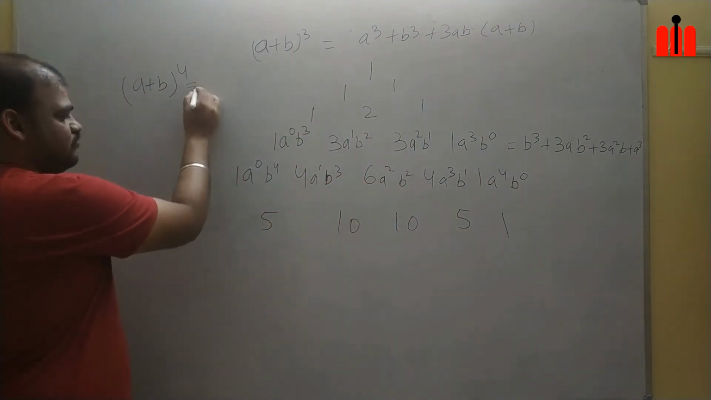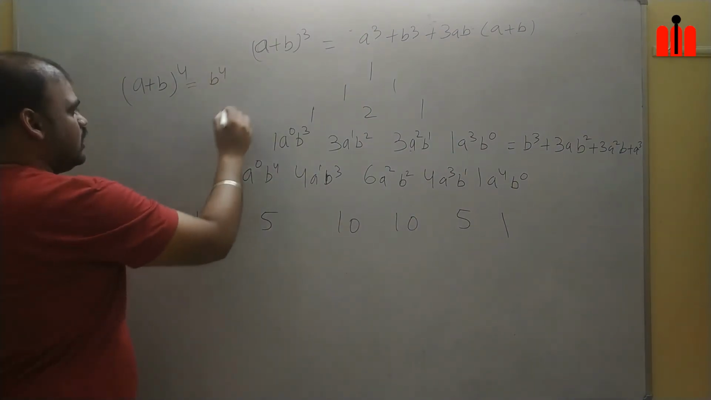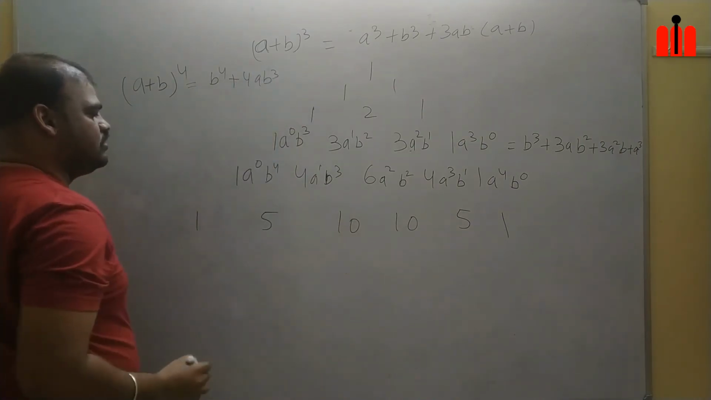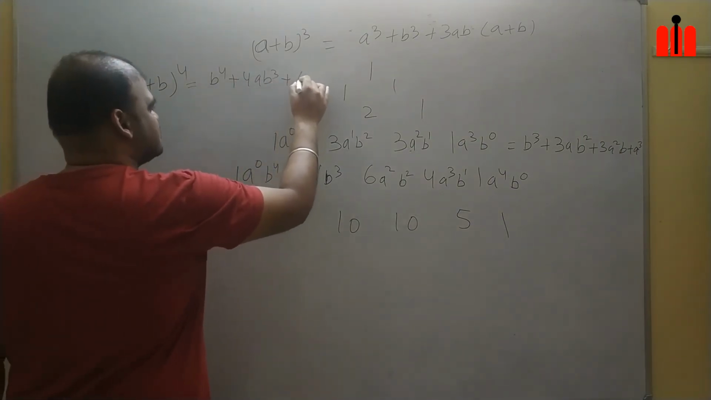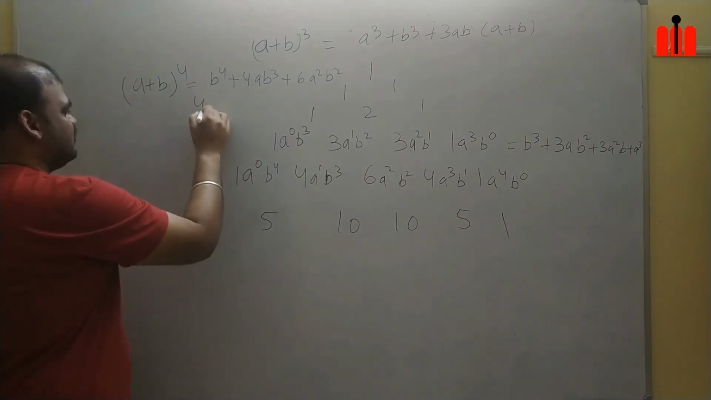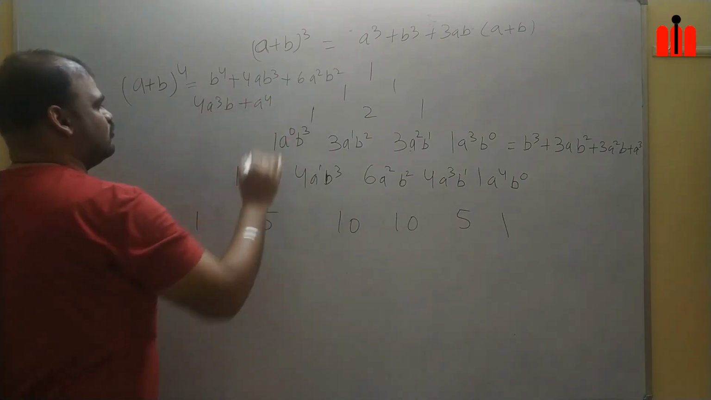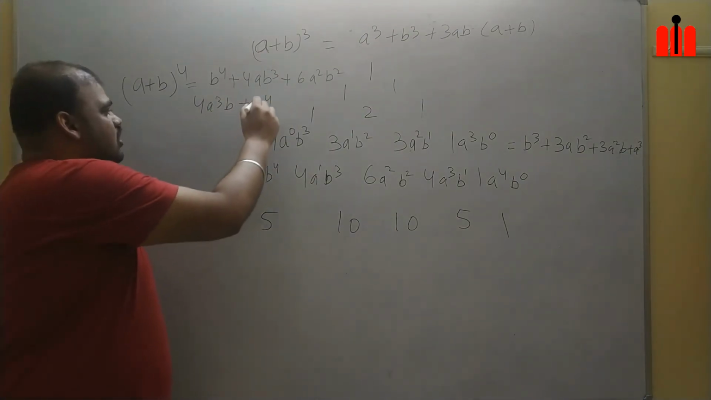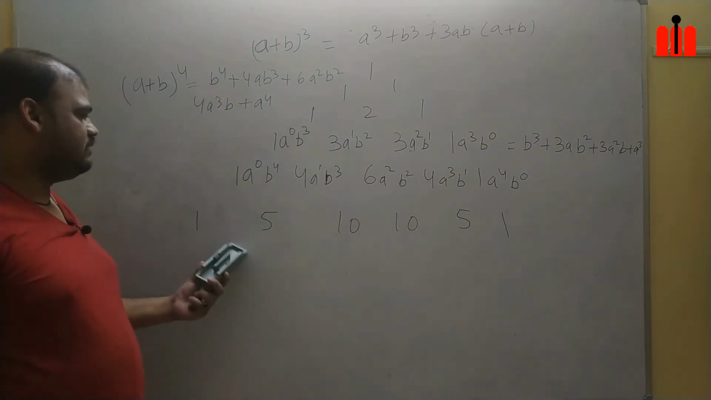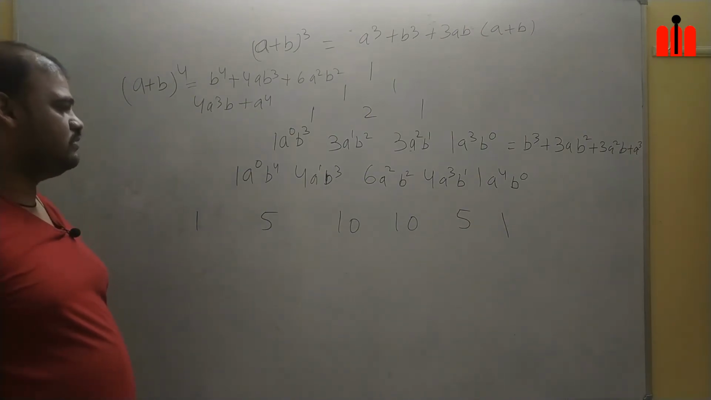So (a plus b) whole to the power of 4 is b to the power of 4 plus 4ab cube plus 6a square b square, after that 4a cube b plus a to the power of 4. See how simple it is to get the formula, and this works for (a plus b) to the power of 5 as well.